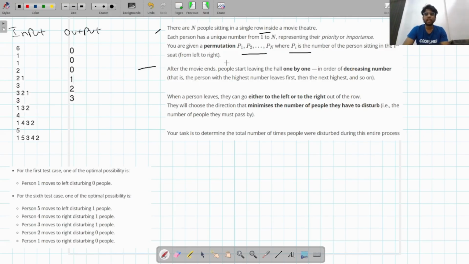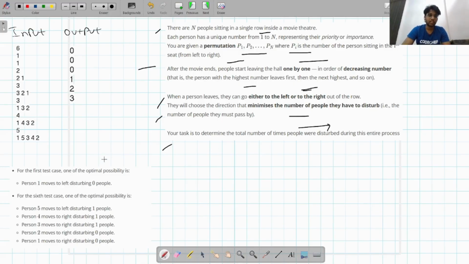So after the movie ends, people start leaving the hall one by one in order of decreasing number. That is, the person with the highest number leaves first and then the next one, so basically in decreasing order. When a person leaves, they can go either to the left or to the right out of the row. They will choose the direction that minimizes the number of people they have to disturb to leave that entire row. So our task is to determine the total number of people disturbed during the entire process.